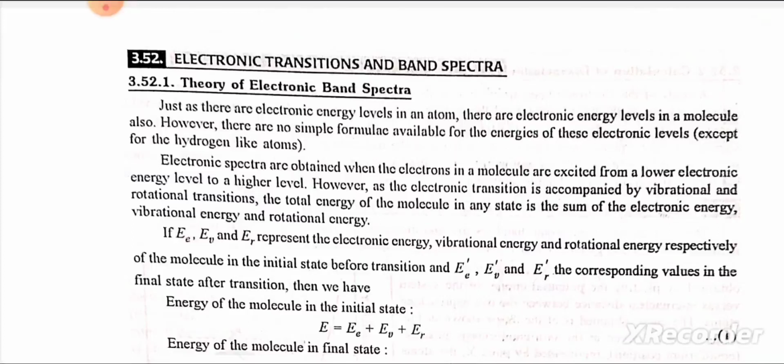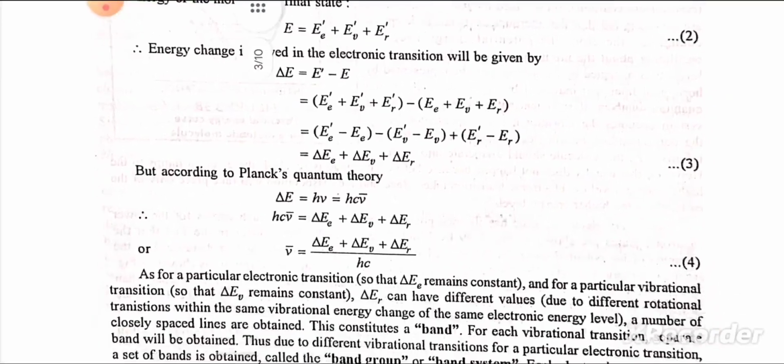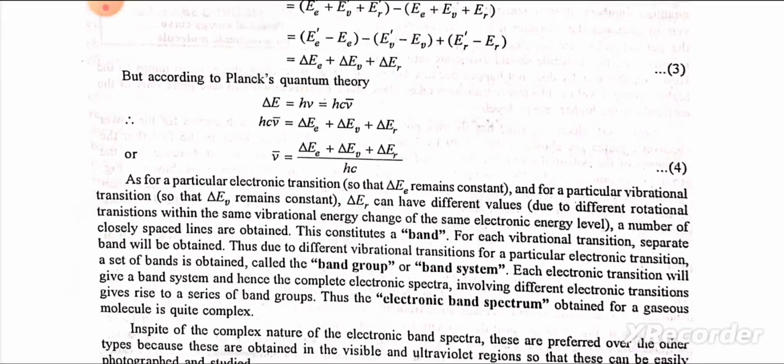If EE, EV, and ER represent the electronic energy, vibrational energy, and rotational energy respectively of the molecule in the initial state before transition, and EE', EV', and ER' the corresponding values in the final state after transition, then we have energy of the molecule in the initial state E = EE + EV + ER. Energy of the molecule in the final state E' = EE' + EV' + ER'. Therefore, the energy change involved in the electronic transition will be given by ΔE = E' − E = ΔEE + ΔEV + ΔER. But according to Planck's quantum theory, ΔE = hν = hcν̄. So hcν̄ = ΔEE + ΔEV + ΔER, and ν̄ = (ΔEE + ΔEV + ΔER)/hc.